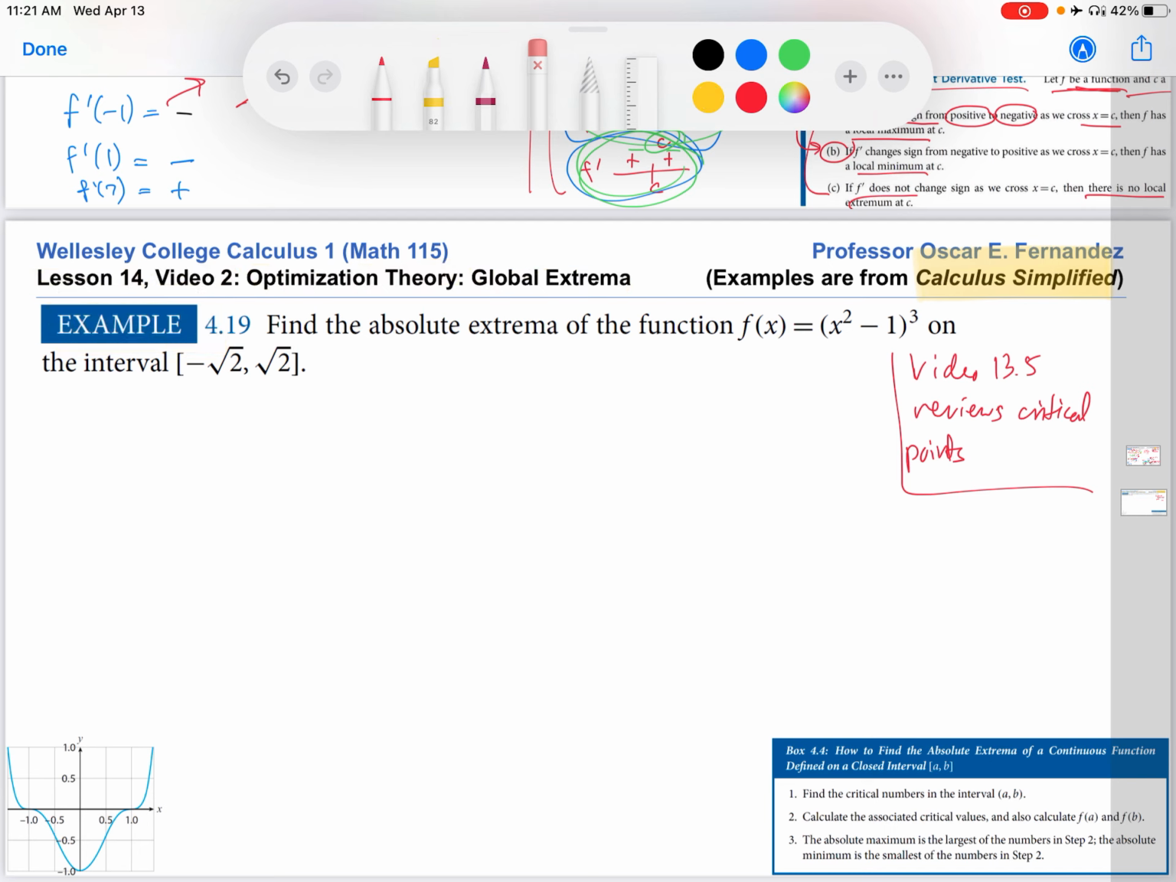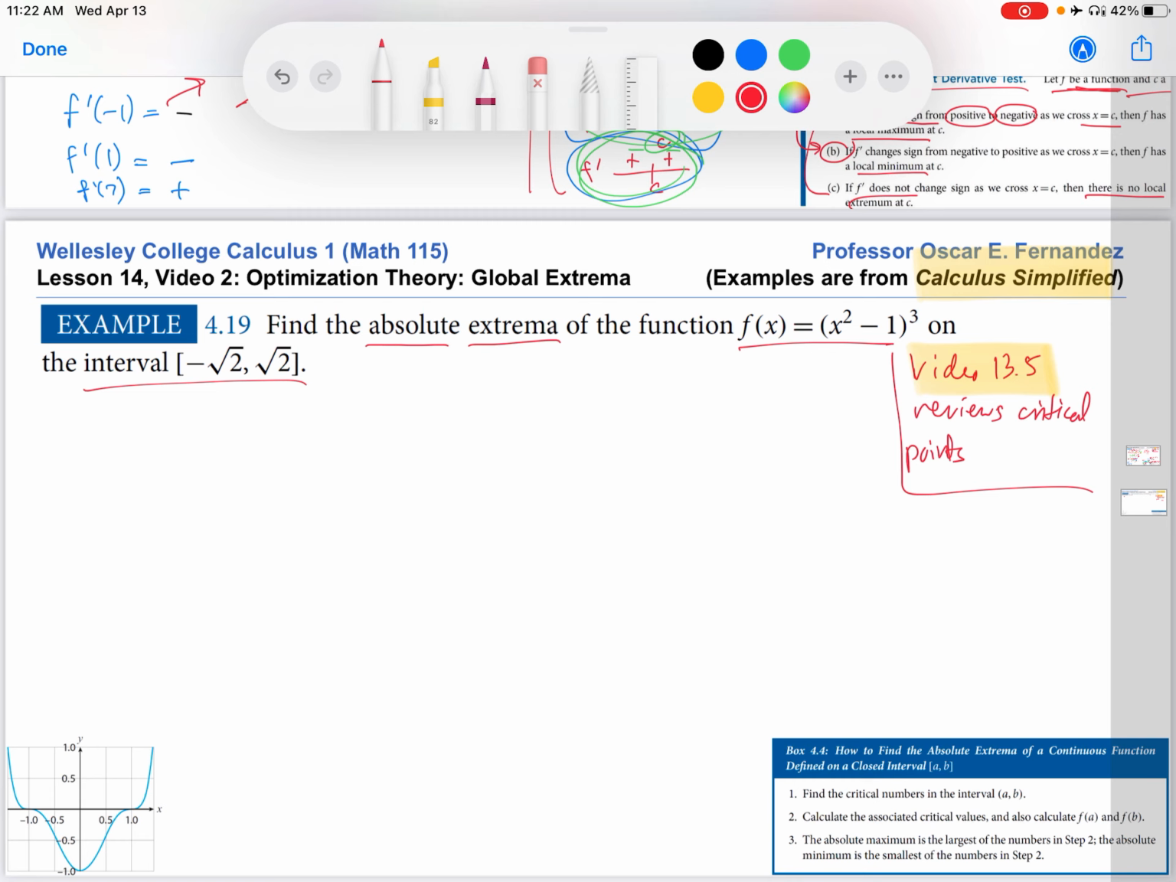I do want to mention that we are going to be using concepts that have appeared in previous videos. Specifically, we will be finding critical points and numbers for this example. That was covered in video 13.5 if you want to go there for a review. This example says find the absolute extrema of this function on this interval.